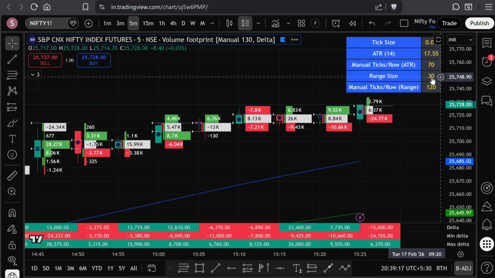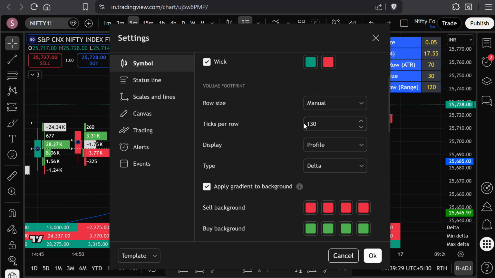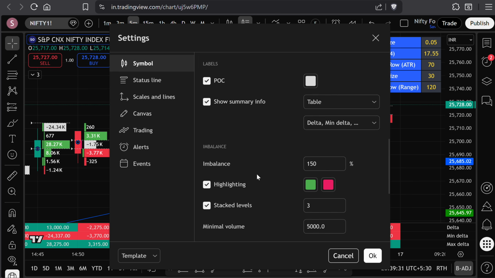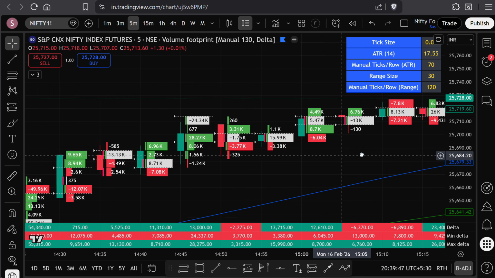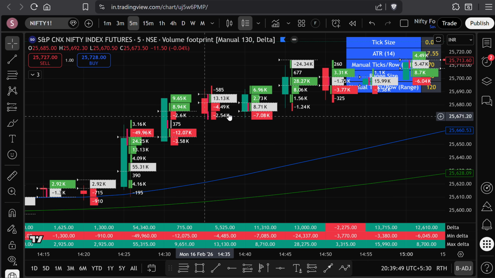So you set the range and adjust the manual ticks, whatever the heavy volume traded. There are different types of settings, and imbalances we also have to change. And if you see here, the tick value I'm maintaining is 130, and here 150% and 3 stacked levels I'm maintaining. So the minimum volume is 5,000 contracts. Whenever an imbalance is forming with at least 5,000 above, then only it will show you the imbalances. So see, today we could not see any imbalances.